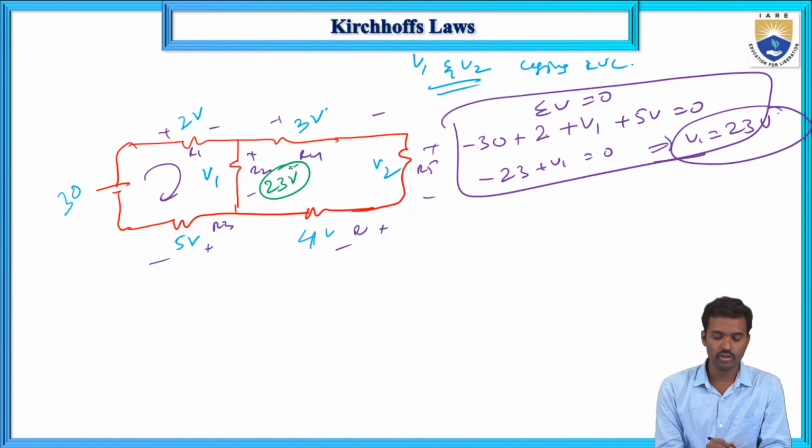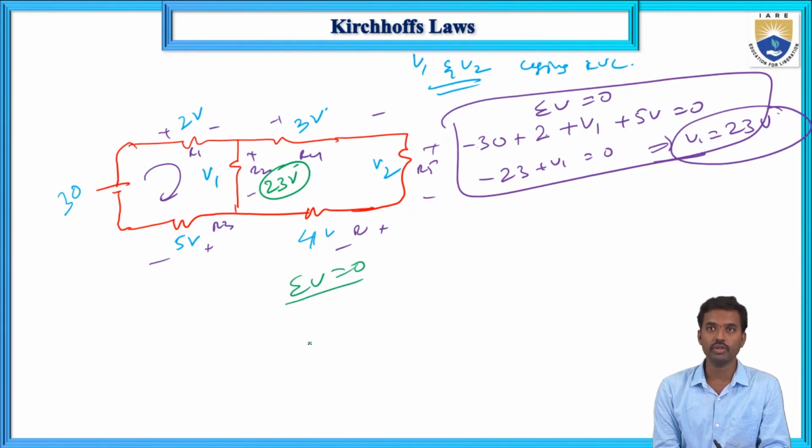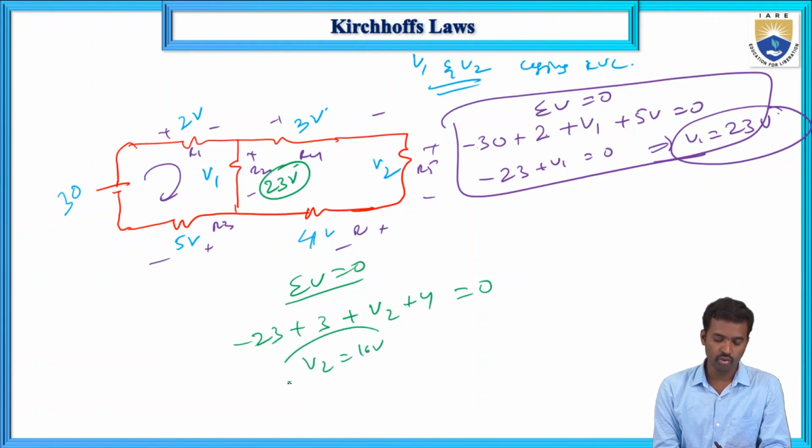Same thing here: if you apply KVL in the second loop, the algebraic sum of total voltages in a loop equals 0. So minus 23 volts plus 3 volts plus V2 plus 4 volts equals 0. Minus 23 plus 3 plus 4 gives V2 equals 16 volts. Here V1 equals 23 volts and V2 equals 16 volts.